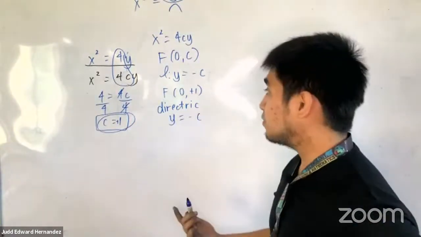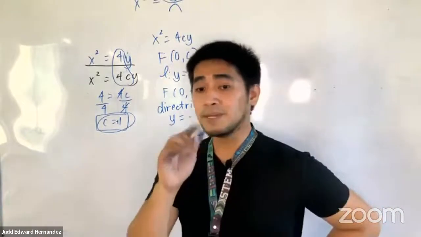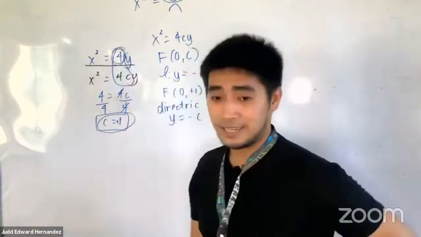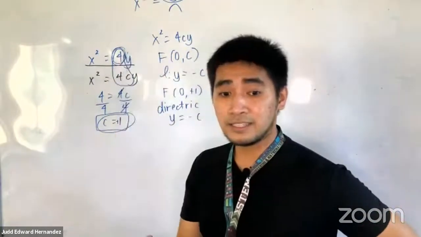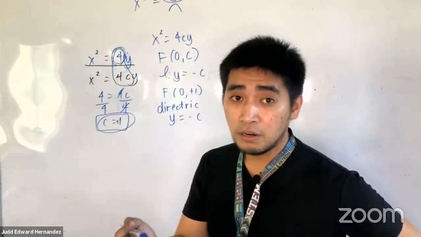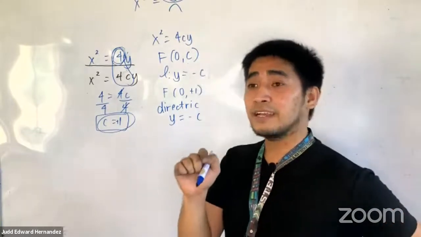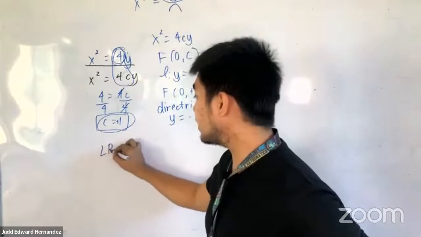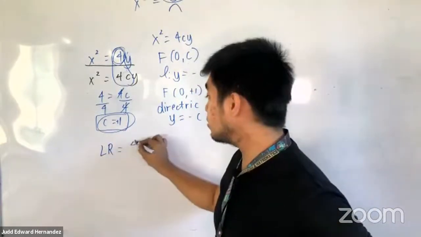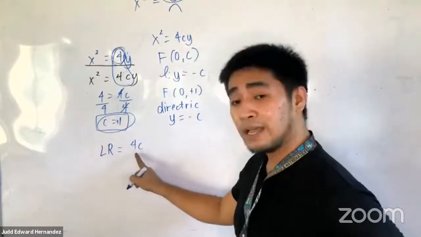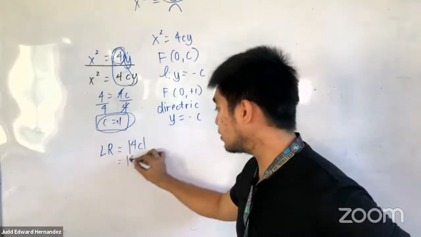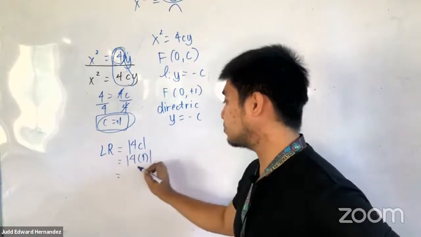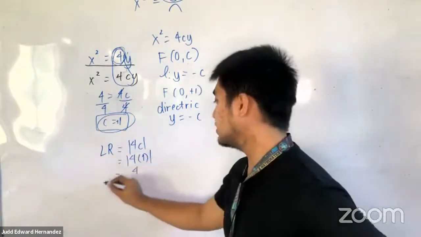So, what is the length of the latus rectum now? Always remember that when we say the length of the latus rectum, it is always the number on the right side. And what is that constant on the right side? That is 4. Even if it is negative 4, do not forget to make it positive because it is always the absolute value. Therefore, the length of the latus rectum, LR, is equal to 4c, or the absolute value of 4c. That is 4 times what is our c? Positive 1. Therefore, 4 times 1 is 4. That is the length of the latus rectum.